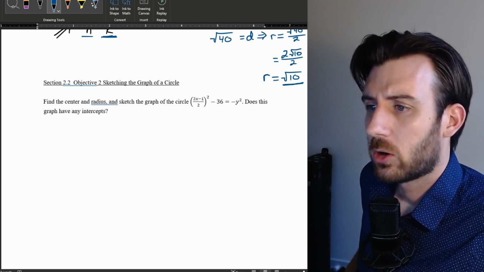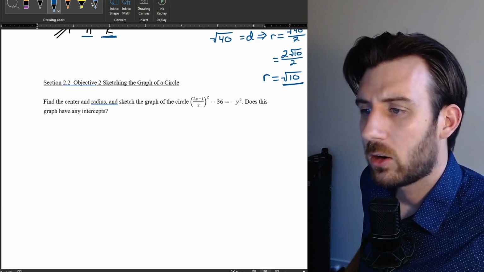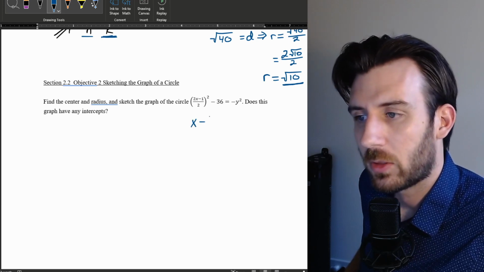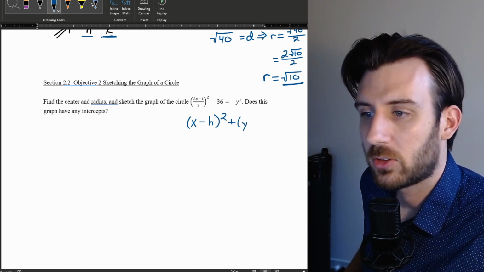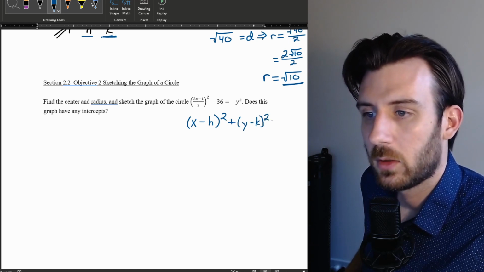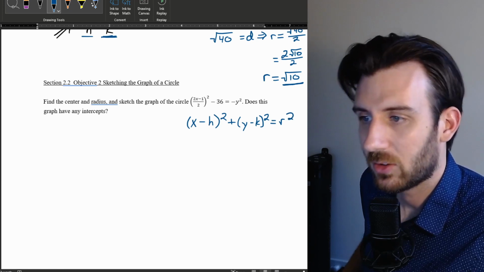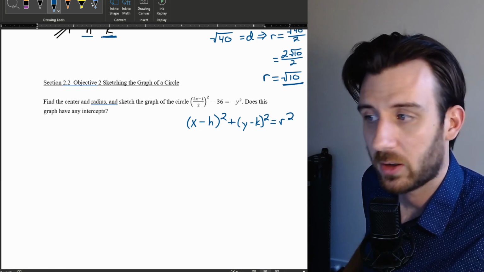What could I do? Well, I know that I want to eventually get it into something that looks like this: x minus h squared plus y minus k squared equals r squared. I want to get it to this. It's nowhere close right now. Let's simplify it up a little bit.